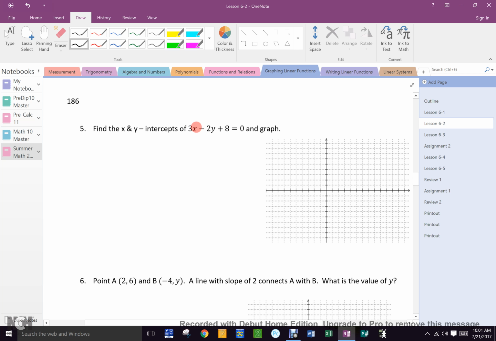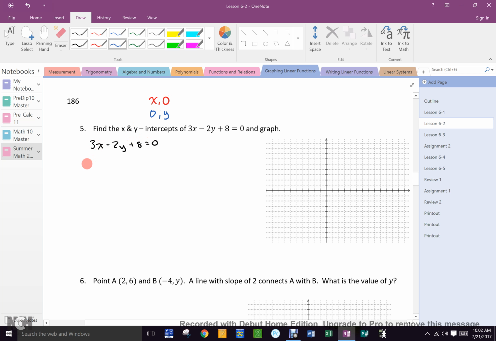Okay? So, here I have 3x minus 2y plus 8 equals 0. And I want the intercepts. We already know that every intercept is (x, 0) and (0, y), correct? Right? Okay. So x, and this 0 is a y, right?